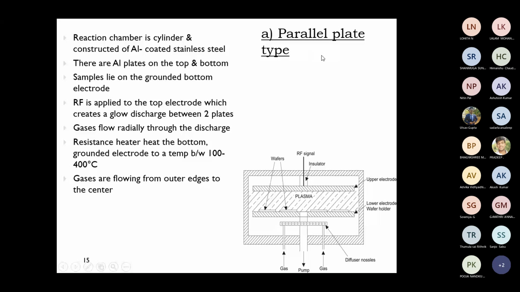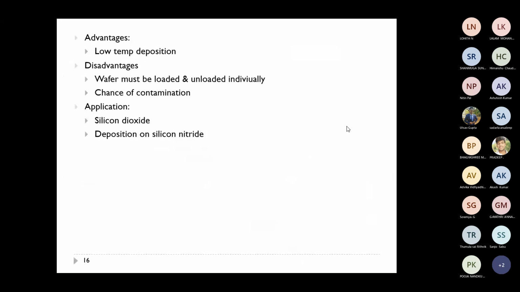In the parallel plate type, you can see there are two parallel plates, and the wafers are placed here. The plasma is there between the upper electrode and the lower electrode, and the reactant gas is purged in. The reaction starts in that plasma region, and then the reaction product is deposited on top of the substrate.